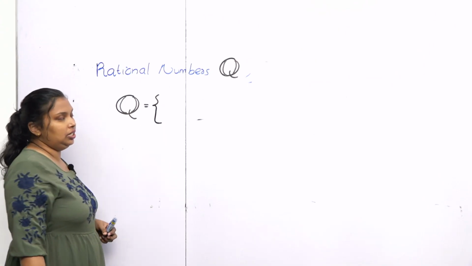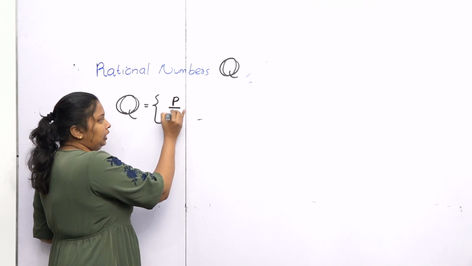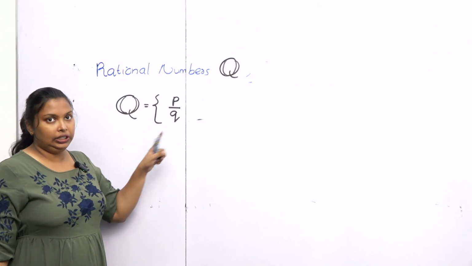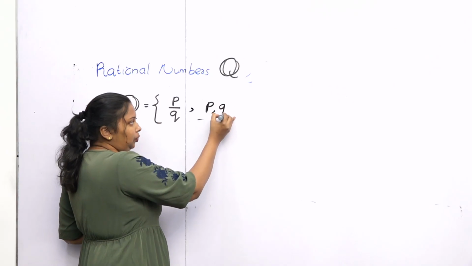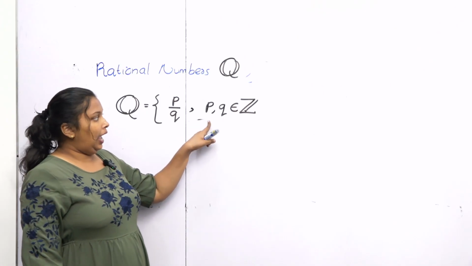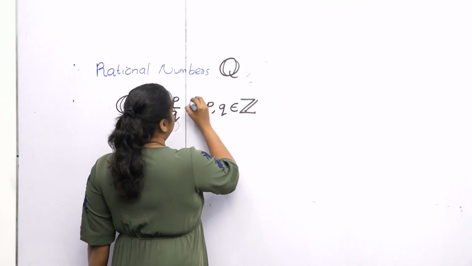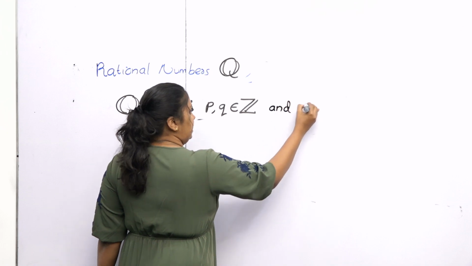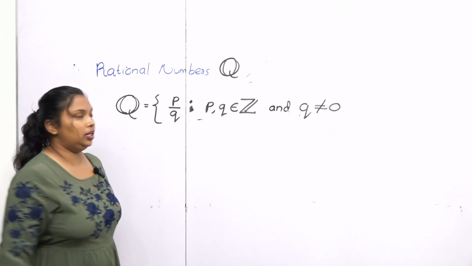Right? A rational number is a number which is in the format P over Q, where P and Q are elements of the integer set. You know the notations now, right? P and Q are elements of the integer set, and Q is not equal to 0. The denominator is not equal to 0.